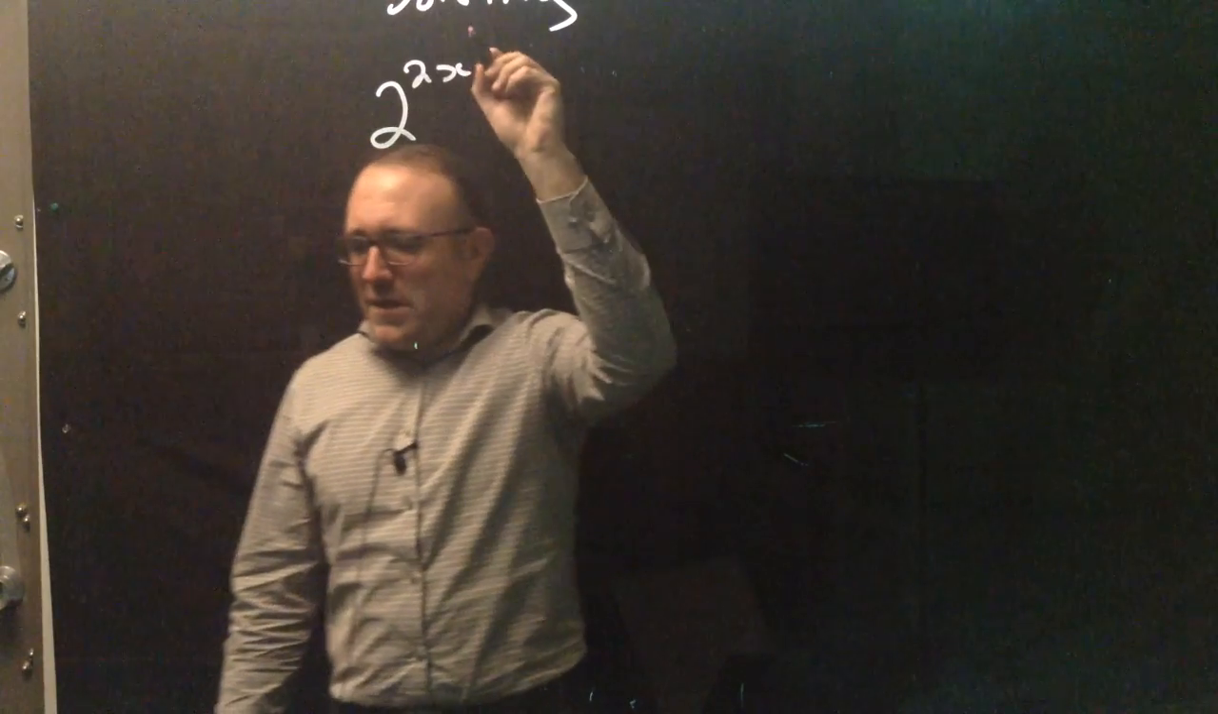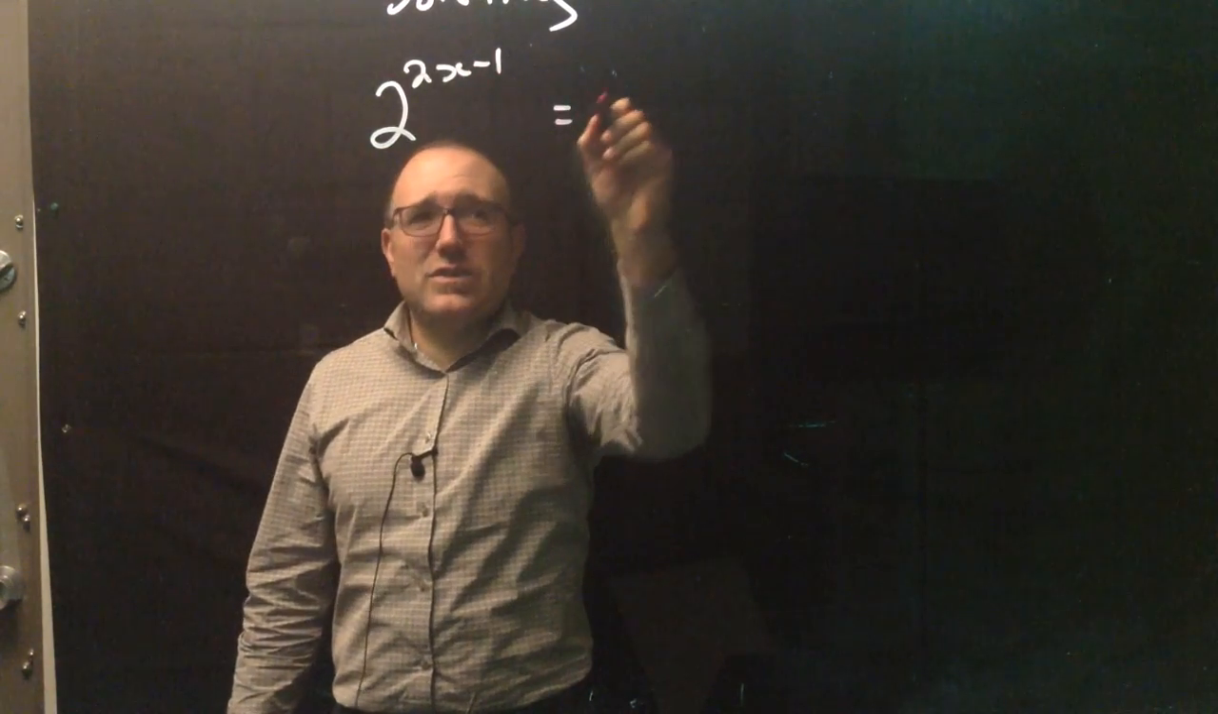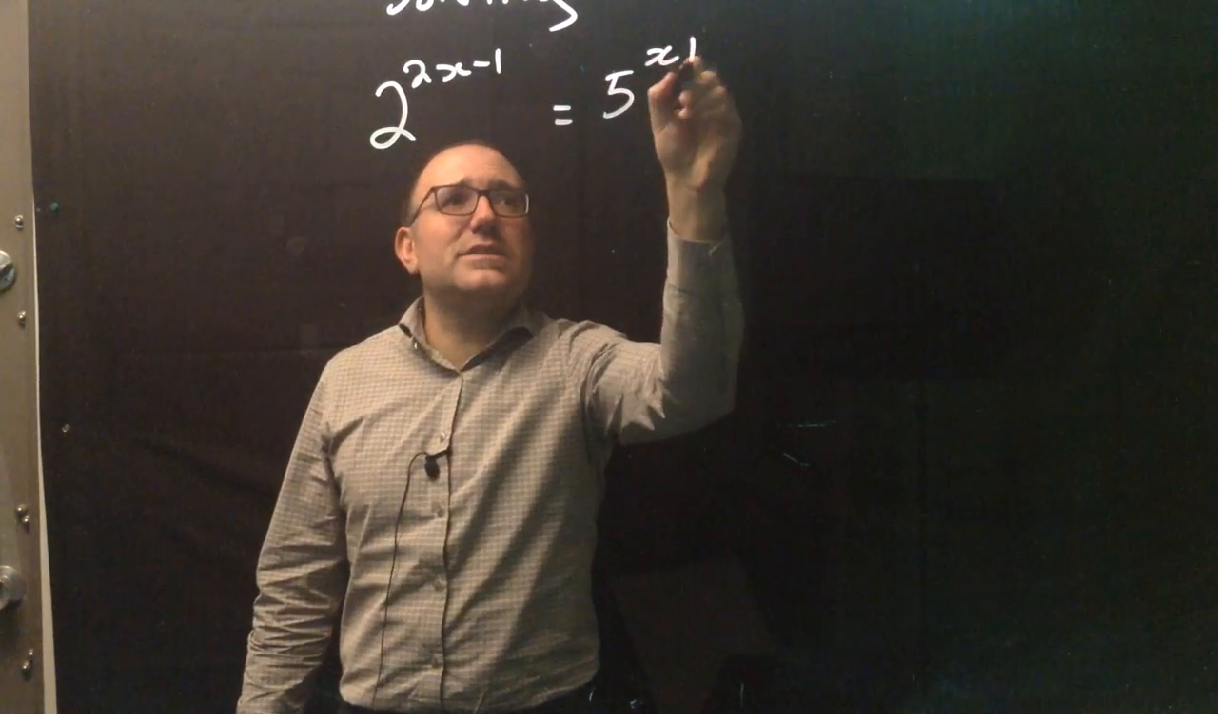Welcome, Math 30-2. We're just going to go over this problem here dealing with solving 2 to the exponent of 2x minus 1 equals 5 to the exponent of x plus 1.